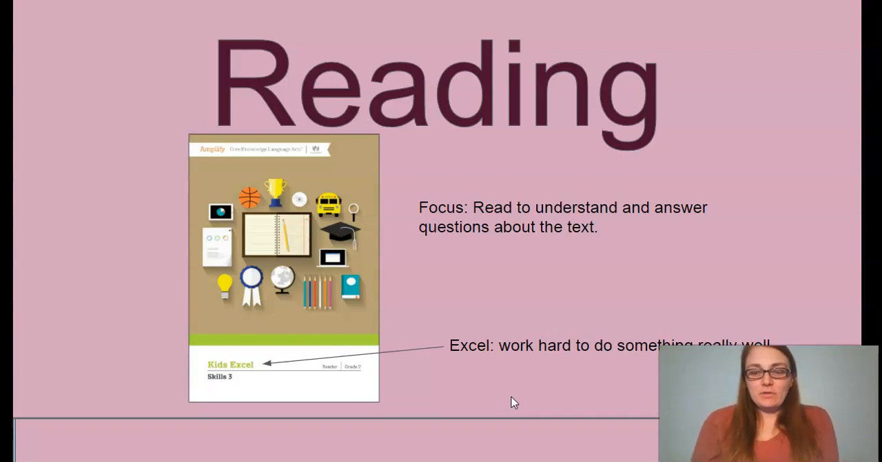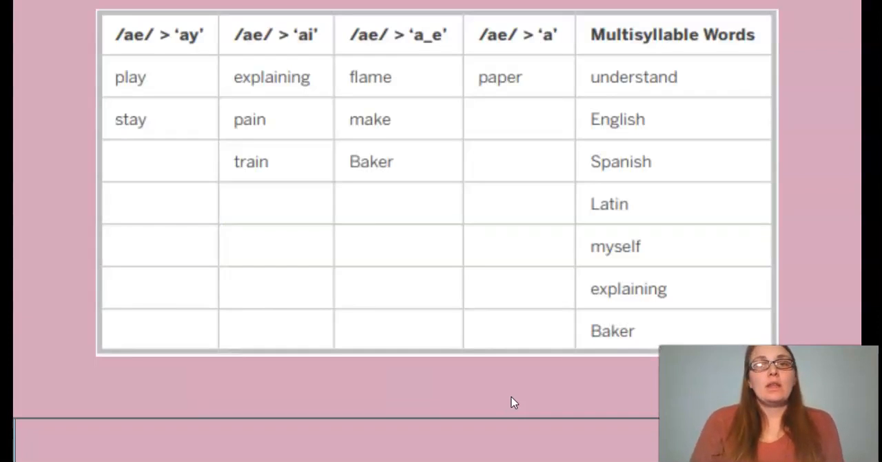Okay, our story for today. We are reading the final story in this section about the spelling bee. Some of the words we have. For the A sounds, AY, we have play and stay. AI, we have explaining, pain and train. A space E, we have flame, make, and baker. This is with a capital B, is someone's name. And a single A, like in paper.